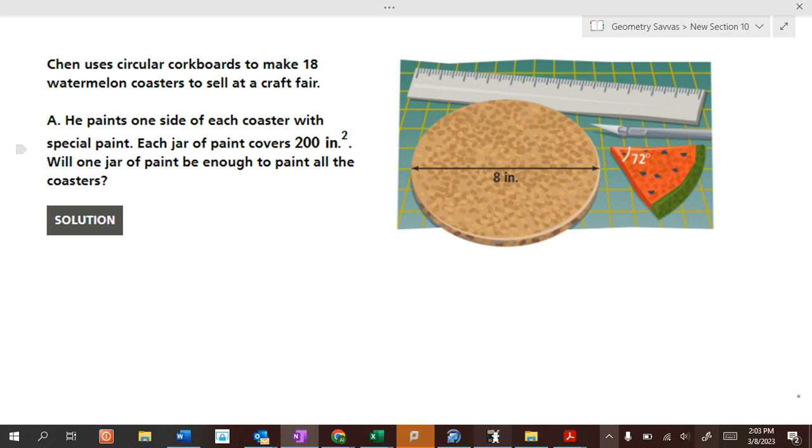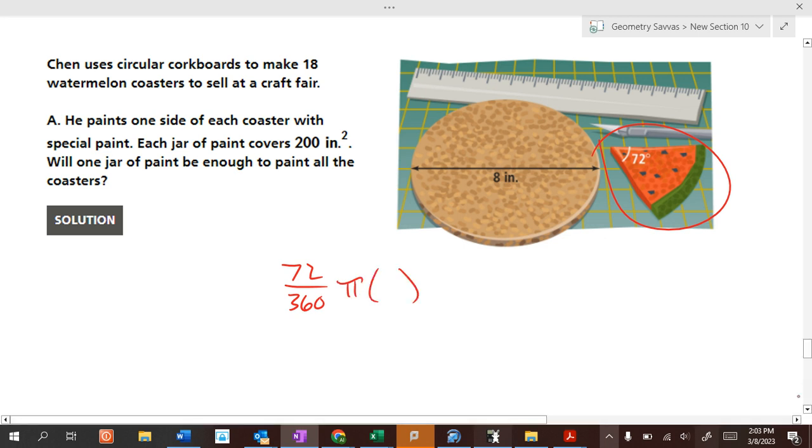Well, to do this, are we finding arc length or sector area? Sector area, because he's painting it. He's covering an area. So it's 72 over 360 times pi times the radius squared. Well, if the diameter is 8, what's the radius? 4 squared. So take 72 divided by 360, and then because we need an answer that's not in terms of pi, multiply by pi and then times 16. What do we get?